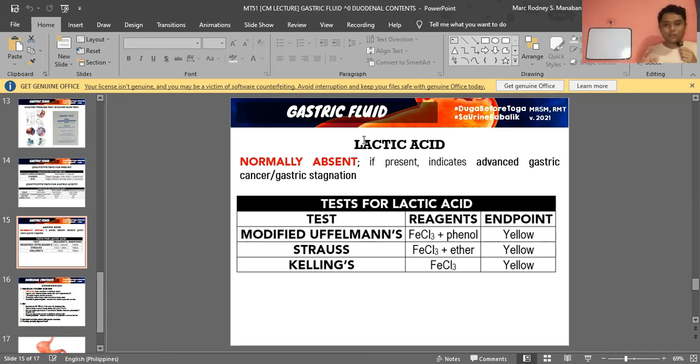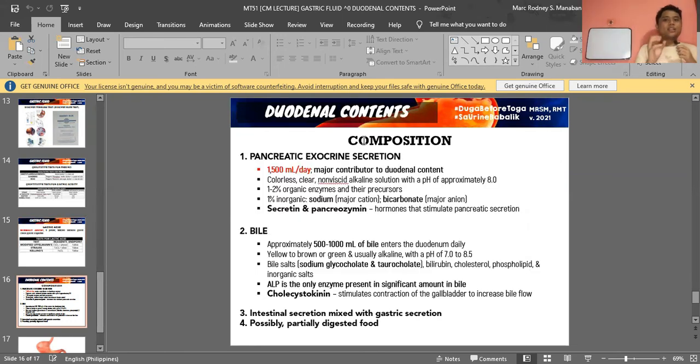So that was very short, dears. That's all for gastric fluid. And the last is duodenal content. It's very short, just one slide. So what is the composition of the duodenal contents? Number one is, of course, pancreatic exocrine secretion. Remember that the pancreas secretes directly into the duodenum. About 1,500 ml per day comes from the pancreas, and that's the major contributor to duodenal content.